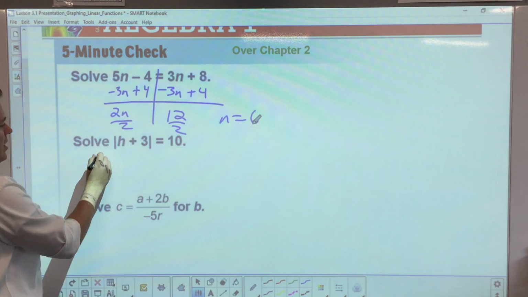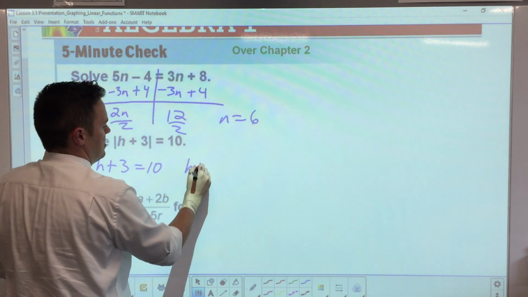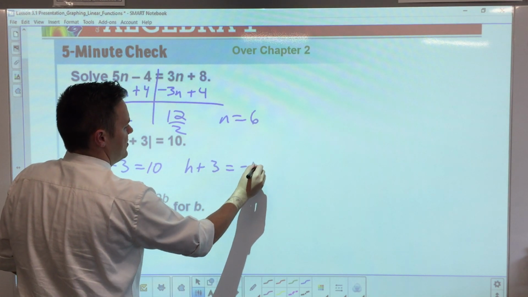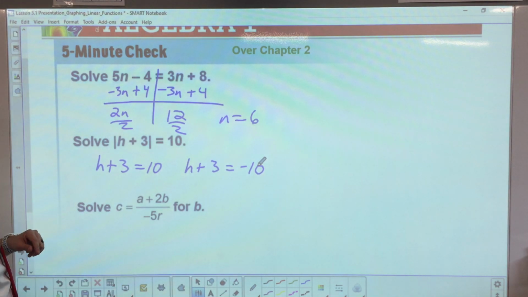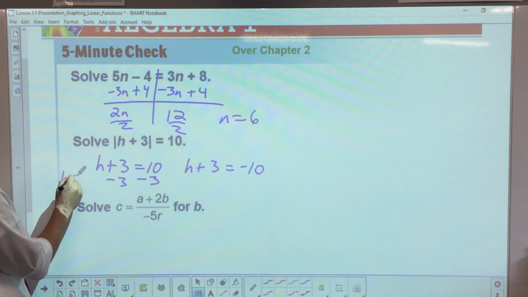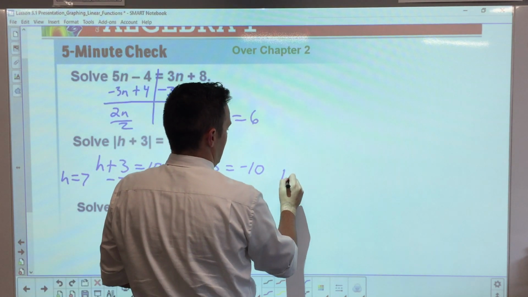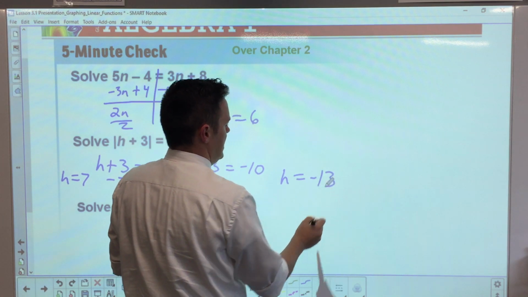This one right here, it would be h plus 3 equals 10. And then h plus 3 equals negative 10. And you basically just solve for h. So you subtract 3, and you have h equals 7. And then this one here, you subtract 3, and h equals negative 13.